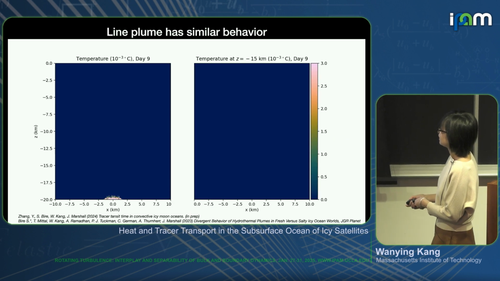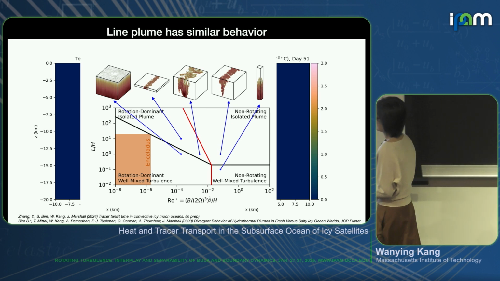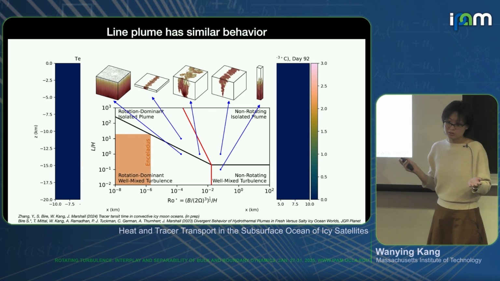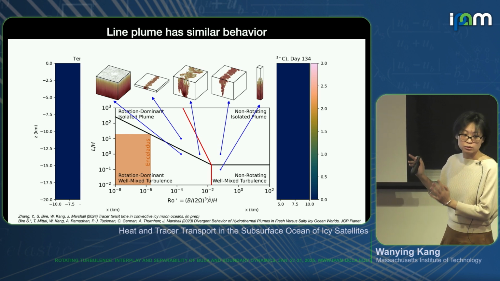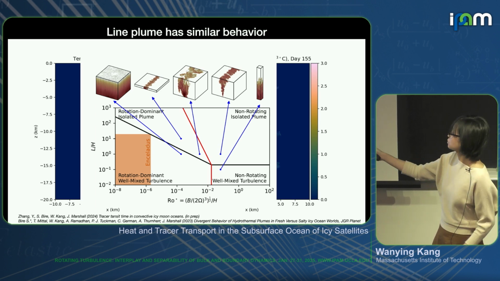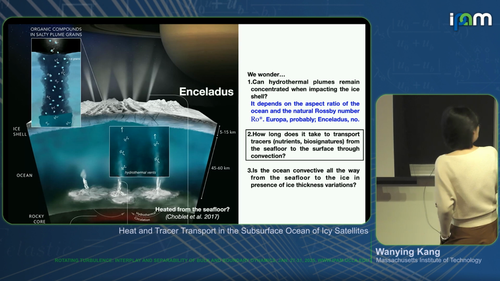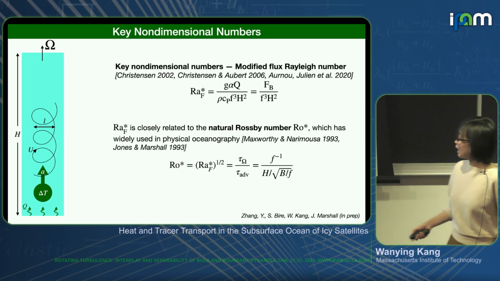Okay, and I'm going to skip this, basically saying that we also did the same work for a line plume, because some people say the plume is a focused line, not a point. But you can do similar things, and you get this regime diagram. Okay, so now let's get to the second topic, which is the transport timescale.